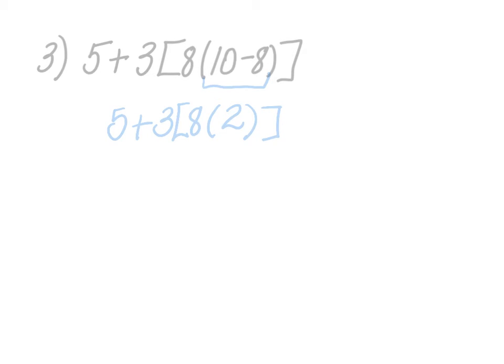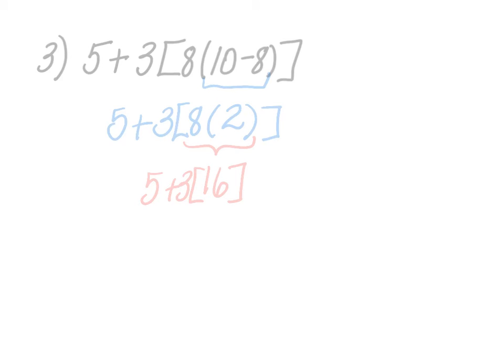So now within that bracket, I have 8 times 2. So 8 times 2 is 16. And then I'm going to bring down the rest of the problem just like it is. Now I can keep the bracket or I can change it to parentheses. Regardless, it's meaning to multiply. So now remember, we always multiply before we add or subtract.